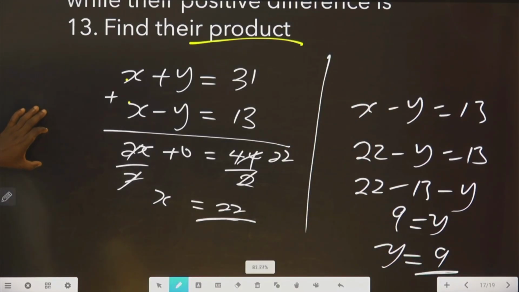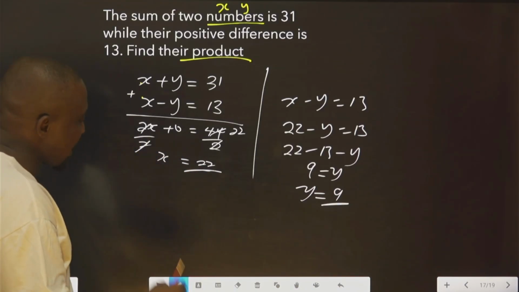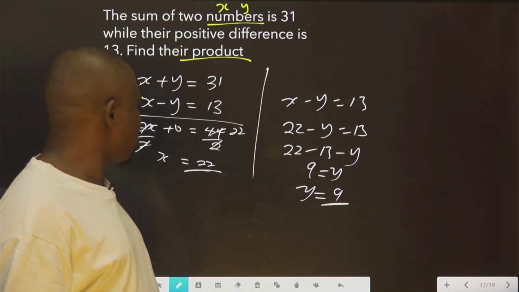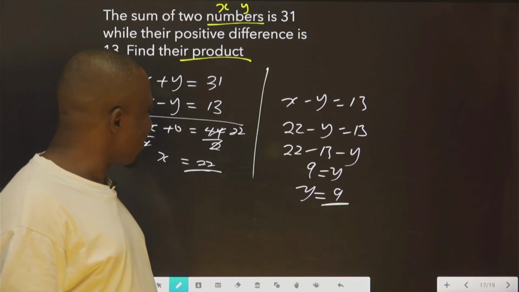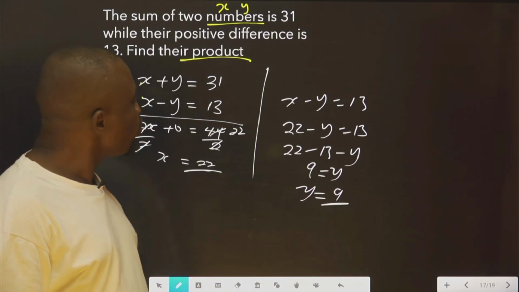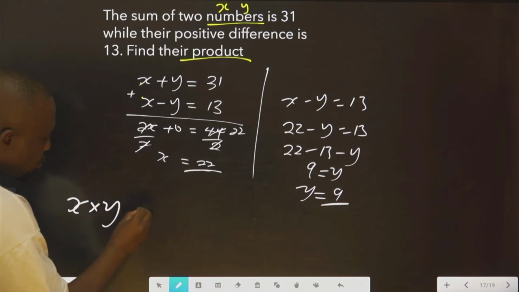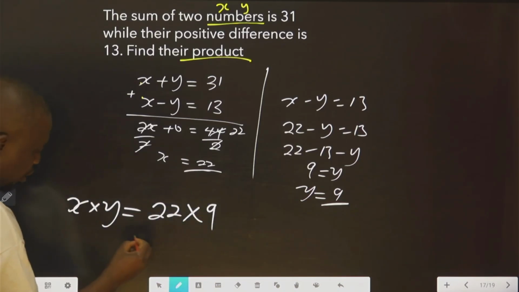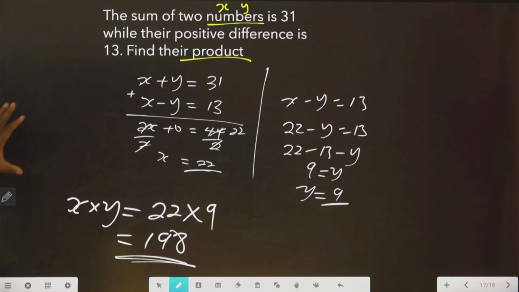So we are asked to find their product. We know the two values now, that when you add them together, that is to say 22 plus 9, will give us 31. And also 22 minus 9, the positive difference, will give us 13. Now we should find their product. Their product is x multiplied by y, which is 22 multiplied by 9. You are going to get 198 as their product according to the question.